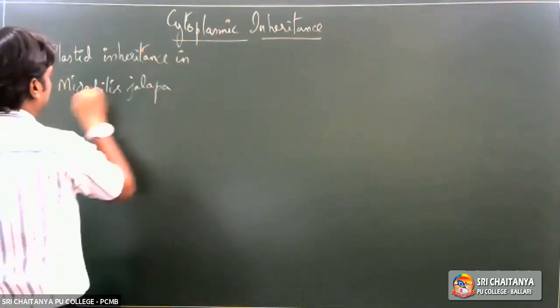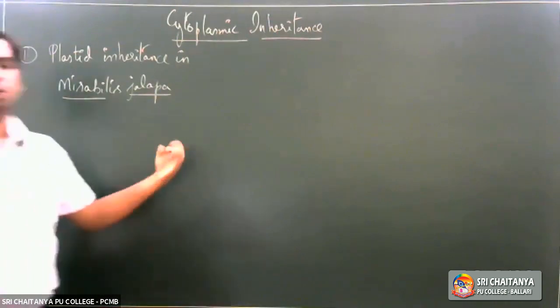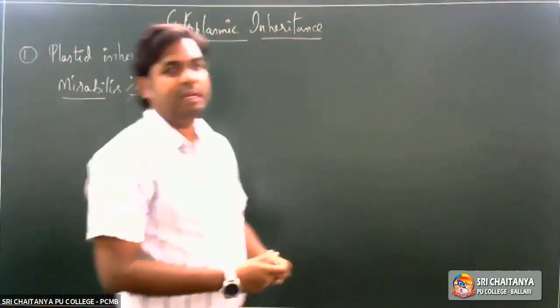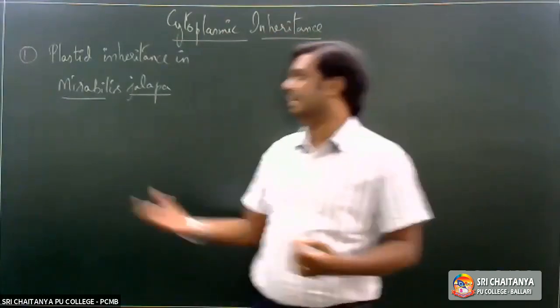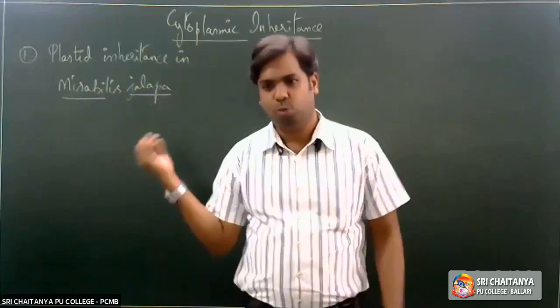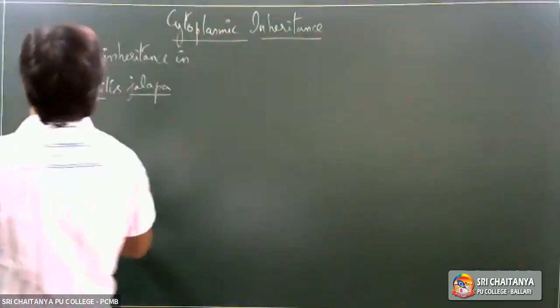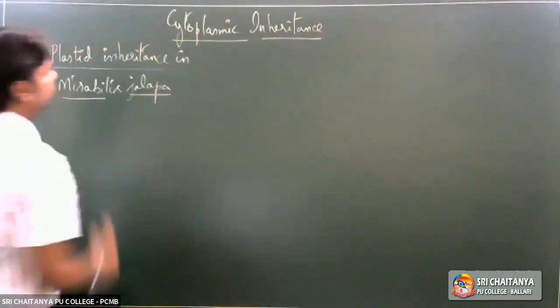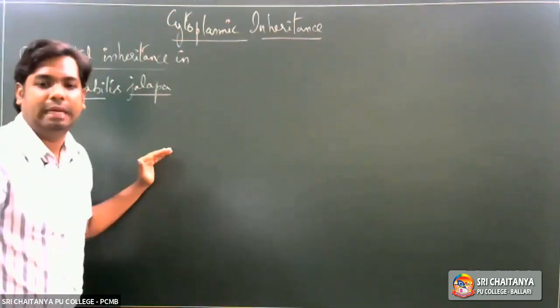The common name of Mirabilis jalapa is 4 o'clock plant, right? So we are going to see how exactly the plastids are inherited from one generation to the other generation in this particular organism, which is a 4 o'clock plant. Before we understand what exactly is this plastid inheritance, let me give you a background of it.